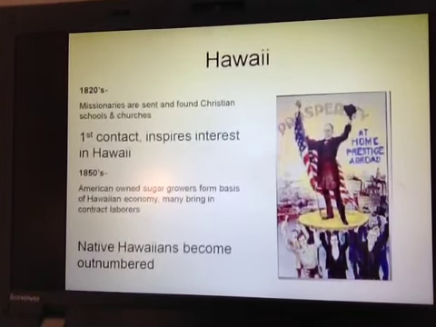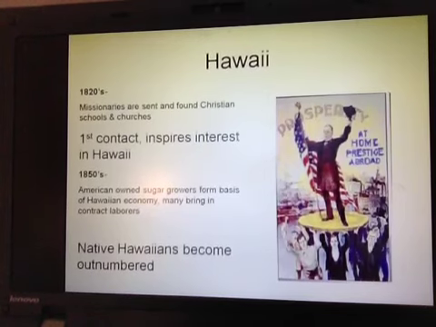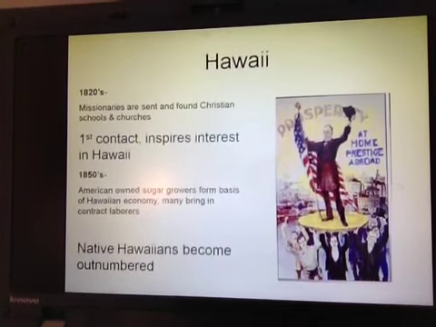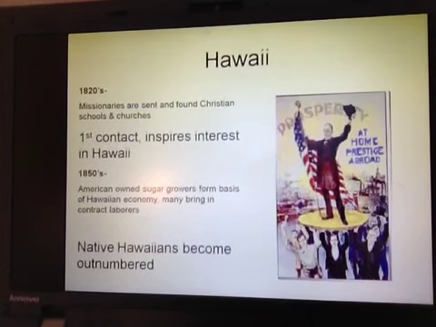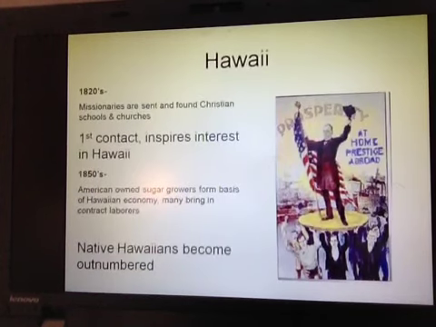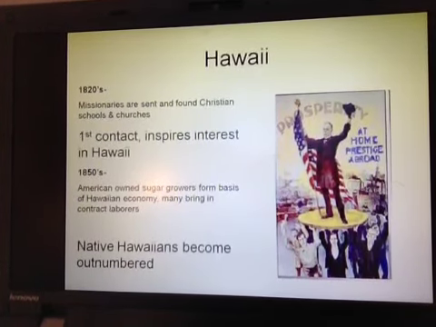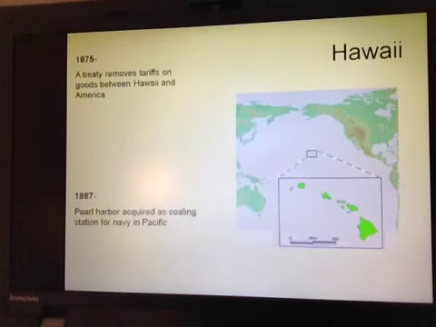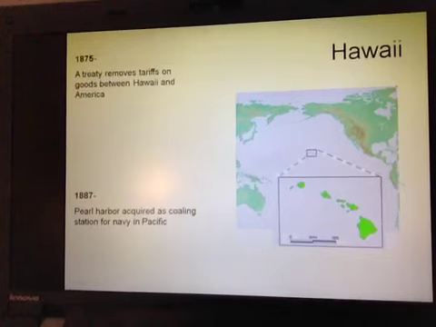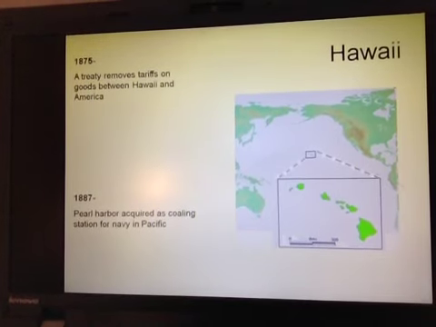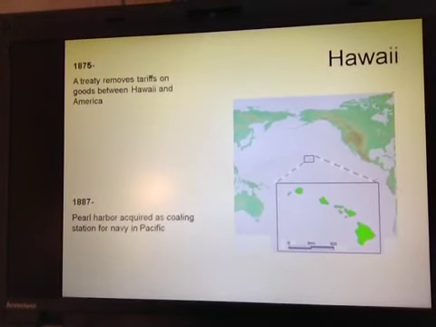And so at that point, the native Hawaiians actually become a minority in their own country. They become outnumbered in Hawaii. So automatically the native Hawaiians have a massive shift in who is numbering and controlling their homeland. So in 1875, there's this treaty that makes goods between Hawaii and America not have a tariff on them.